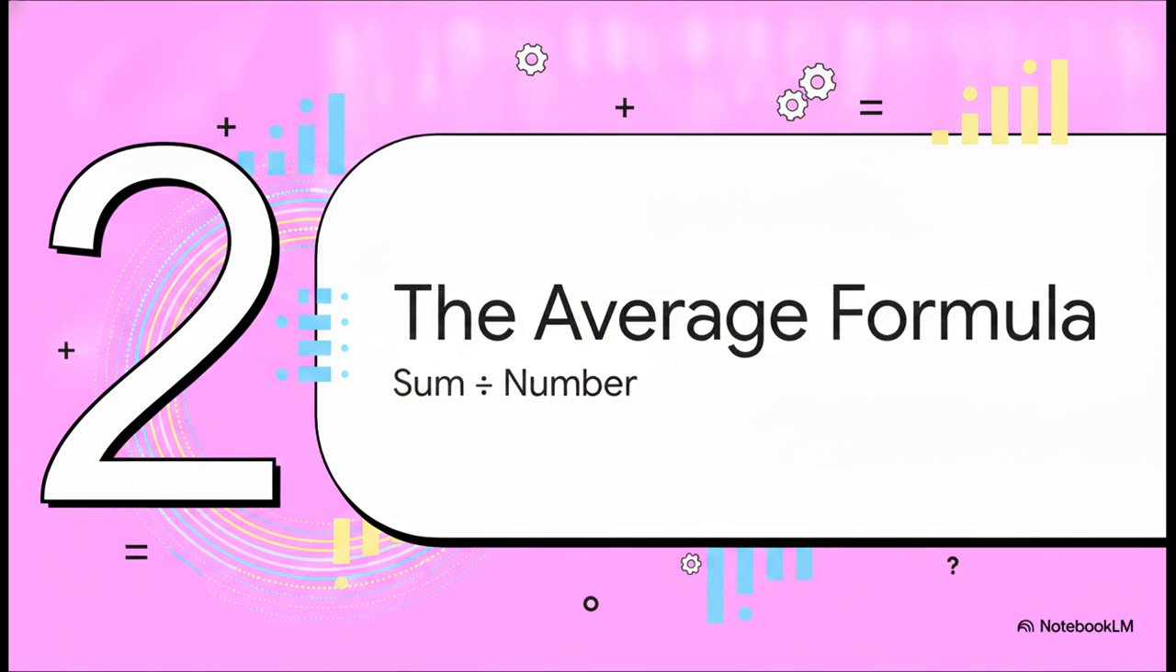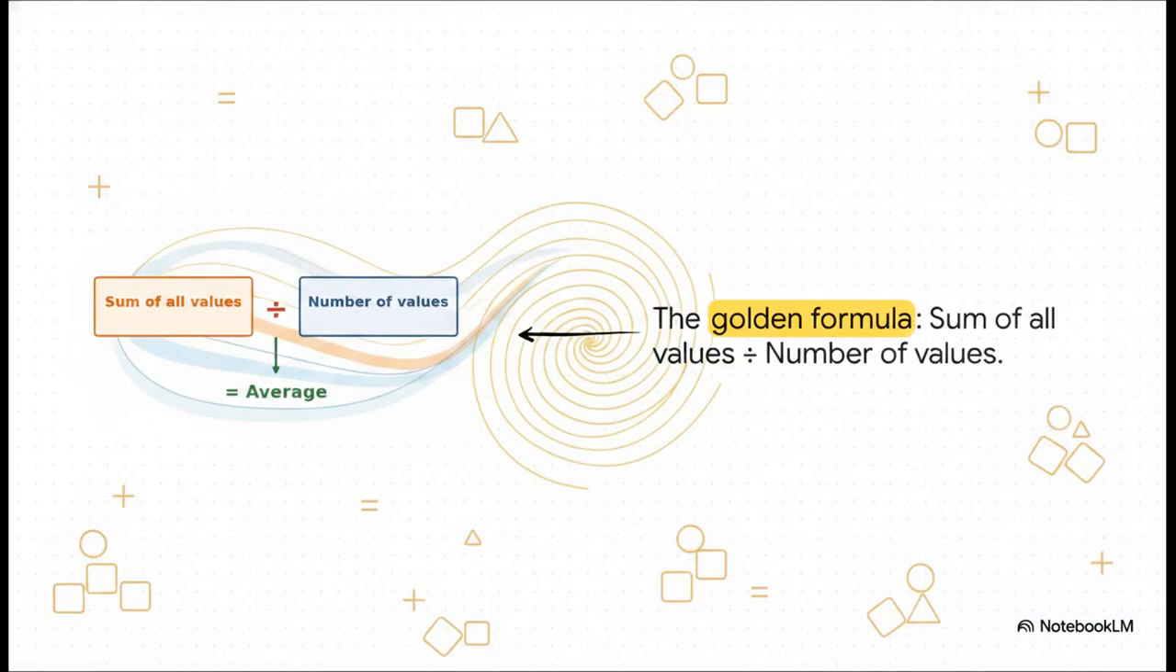Moving on to section 2, the average formula. The actual math here is elegantly simple. This is your absolute golden formula. Trust me, you do not need advanced calculus for this. You just find the sum of all your values, meaning you just add everything up, and then you divide that total by how many things there are. That's literally it. Sum divided by count equals your average.